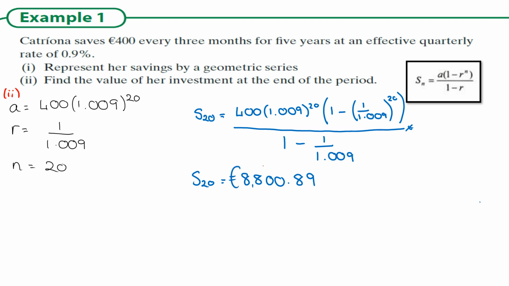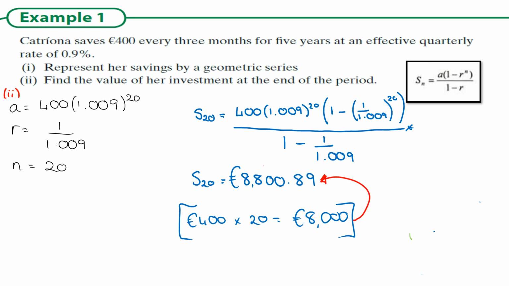Now, what's interesting to do is say, well, if she saved €400 and she saved it 20 times, so if you had €400 over 20 different payments, you would have simply got 8,000. So the difference between the money you saved versus the money you end up with, that difference is interest. And we have fully calculated it properly because we've taken account of the fact that every different piece that has been invested will get a different amount of interest.